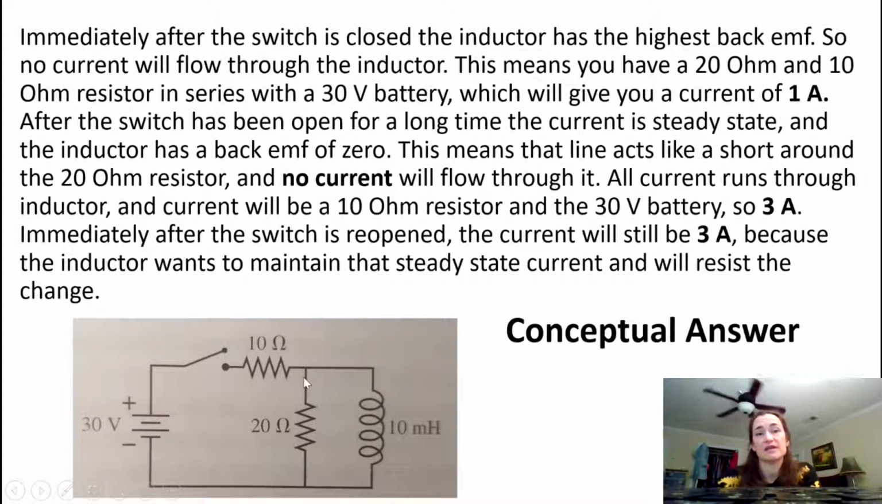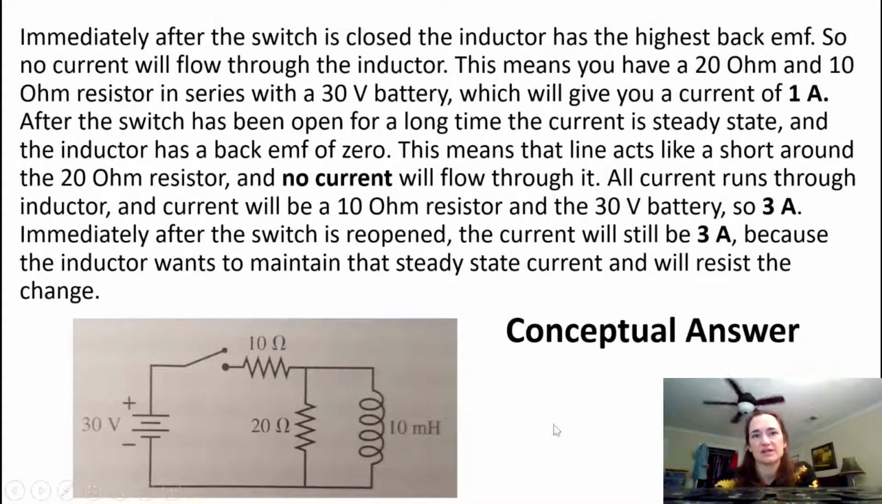So the answer is, if the switch has been closed for a long time, then there's not going to be any current flowing through that 20-ohm resistor because the inductor will act like a short. Now, how much current would be going through the inductor? It doesn't really ask this directly, but you do have to figure it out in order to do part C. So how much current would be going through that inductor after the switch has been closed a long time?